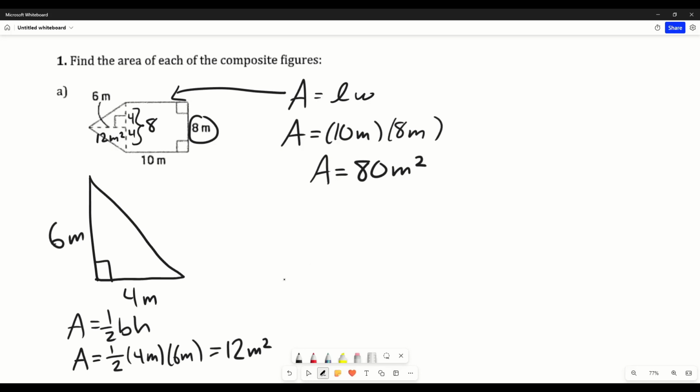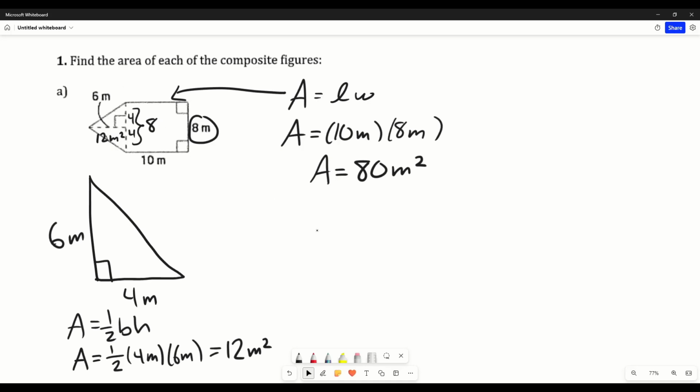Our answer is not going to be 2 answers, it's actually going to be 1. We want to find the area of each of these composite figures, so think of this as one figure. So 1, 2, 3, 4, 5, it has 5 sides. But we just split this into 3 shapes, so we want the total area of this figure right here.